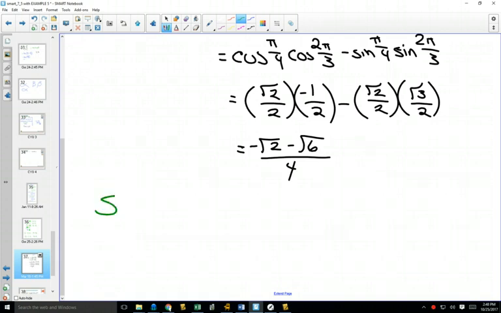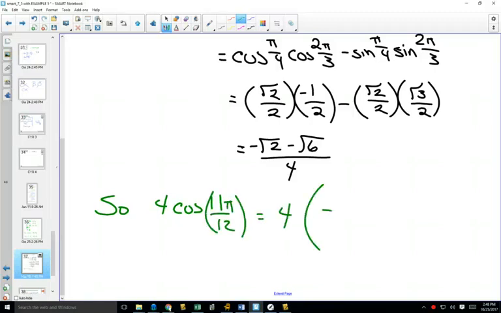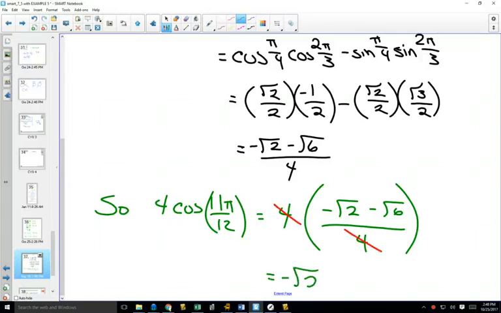Now that we've found that, we can say, so 4 cos of 11 pi over 12 should equal 4 times this, because this is what cos of 11 pi over 12 was. And the 4's will simplify. And our final answer is negative root 2 minus root 6.